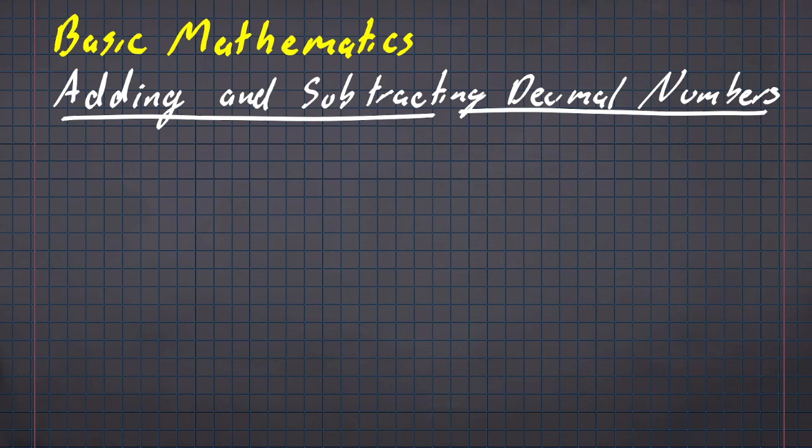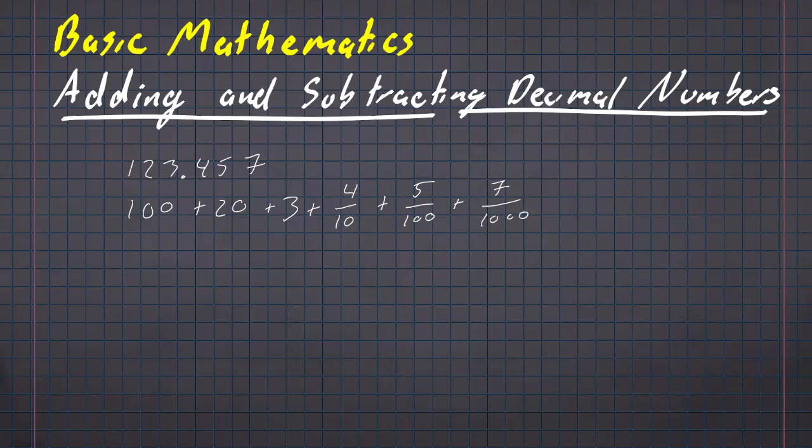First of all, the idea of decimal numbers is a way of hiding the fact that we're dealing with fractions. Right? A number like 123.457. We talked about how you can expand the numerals of what comes in a whole number. 123 is 100 plus 20 plus 3. In the digits that come after a decimal point, the same thing works, except instead of multiplying by tens, you're going to be dividing. So we get 4/10, we get 5/100, we get 7/1000.